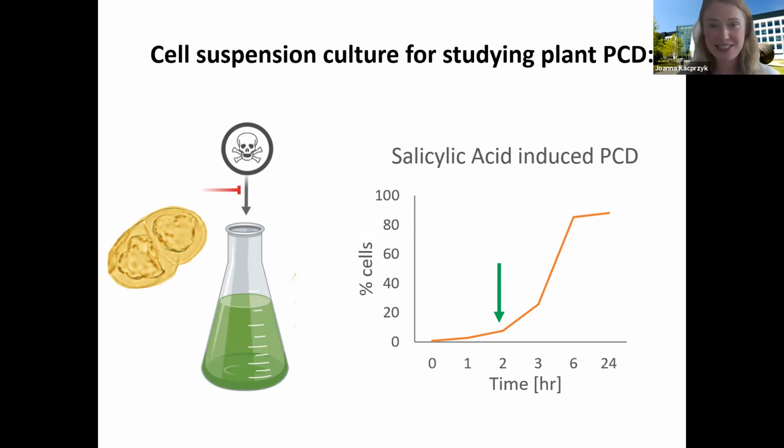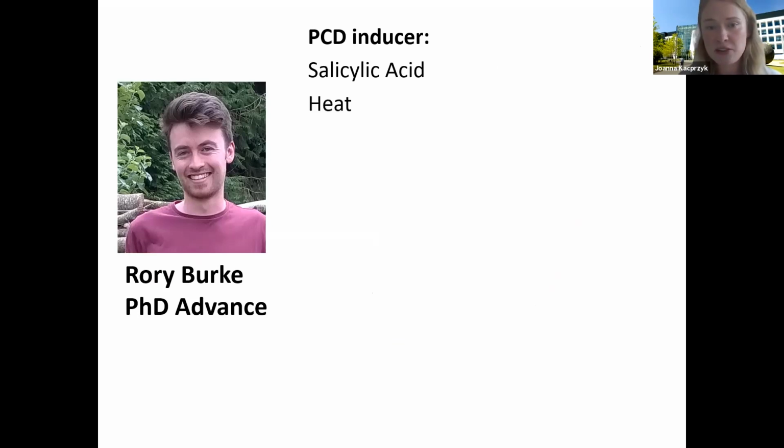So how I'm using the cell culture system in my lab. My first student, Rory Burke, is using it to study the transcriptomics of PCD in plants. He's using different PCD inducers, for example, salicylic acid. This is a phytohormone involved in pathogen responses. He's using heat, so abiotic stress.